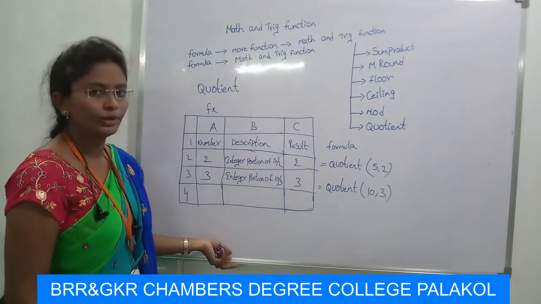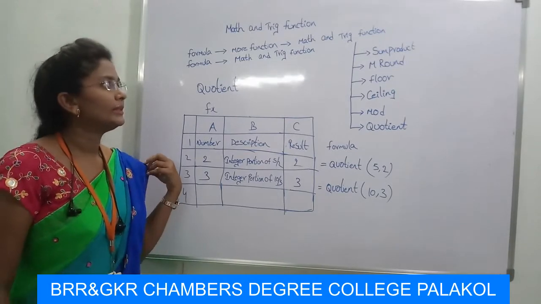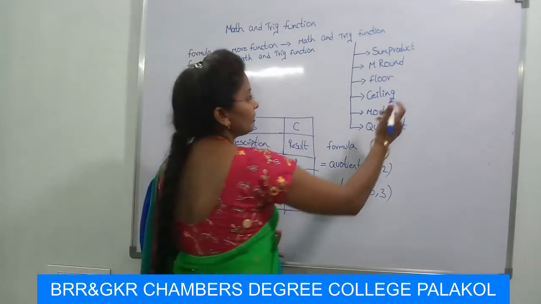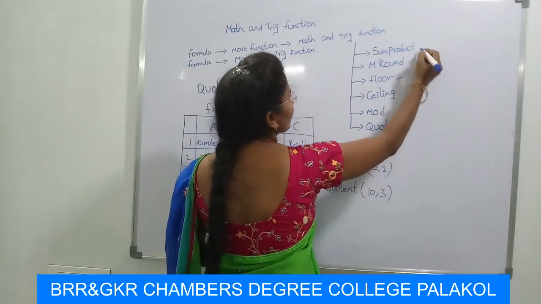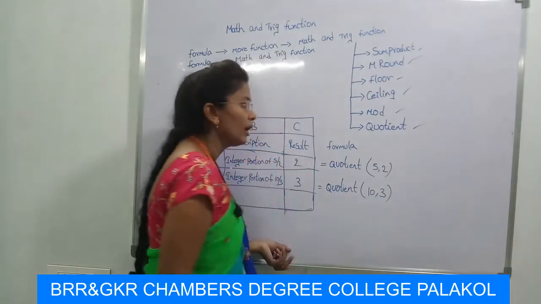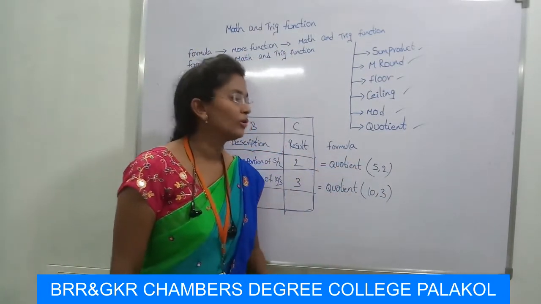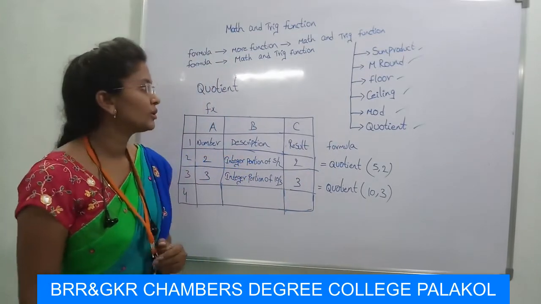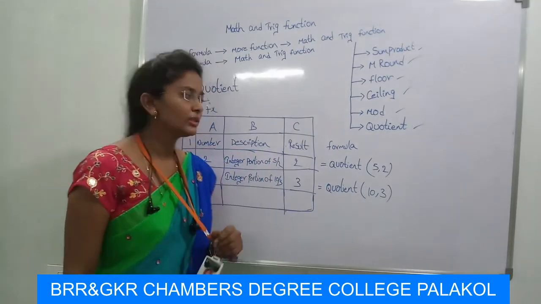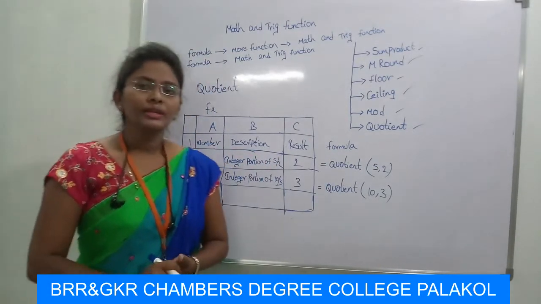And then these are the types of math and trig functions. First one is sum product, the second one is round, third is floor, fourth is ceiling, fifth is mod, and sixth is quotient. In the Excel sheet we can find different types of math and trig options also. Here I am taking only 6 types of functions, and this is the math and trig function. And the next one is logical function.